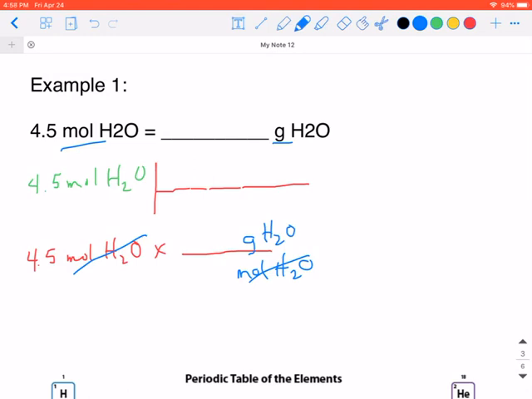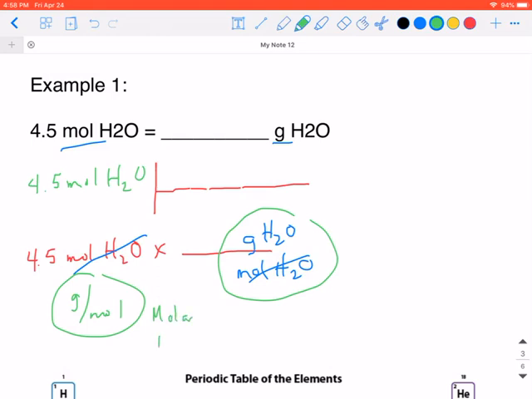So if you look closely at this right here, I have grams of H2O over moles of H2O. What does that look like? What is that? Hopefully your mind is going to molar mass. Okay, so our molar mass is actually going to be our conversion factor. So we need to calculate the molar mass of water.